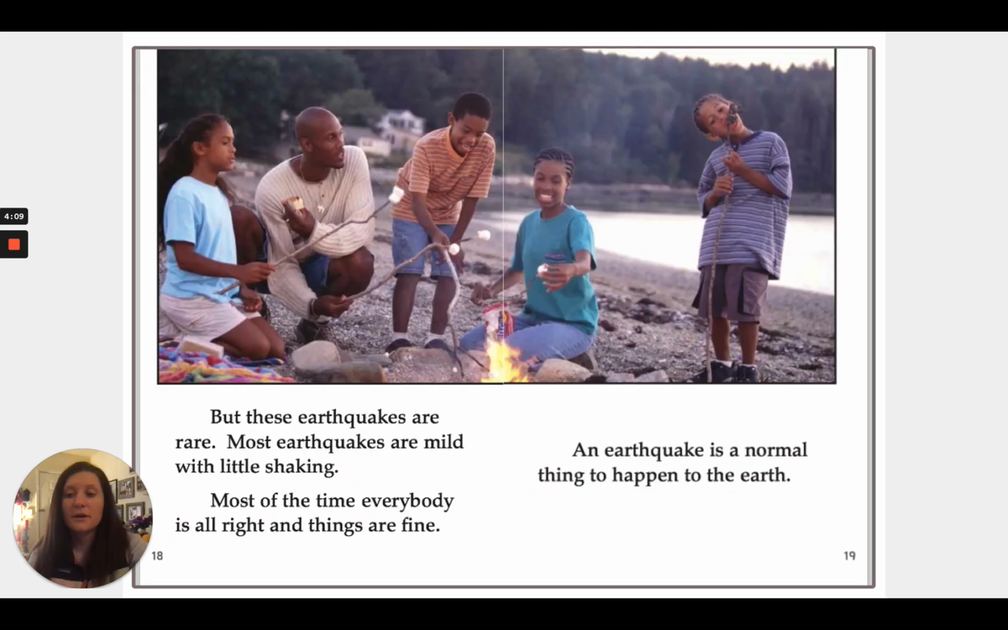But these earthquakes are rare. Most earthquakes are mild with little shaking. Most of the time, everybody is all right and things are fine. An earthquake is a normal thing to happen to the earth.